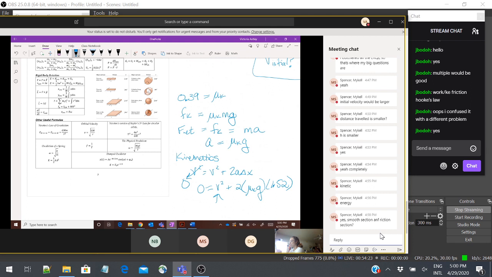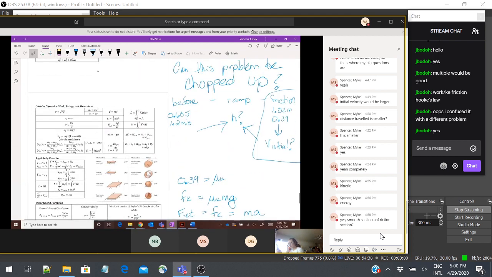Times 9.8, times 2, square root, 3.4. Okay, so it was going at 1.2 meters per second, and then it was going at 3.4 meters per second. So using that information, I can figure out the height of the ramp, because I have figured out how much energy the ramp added.